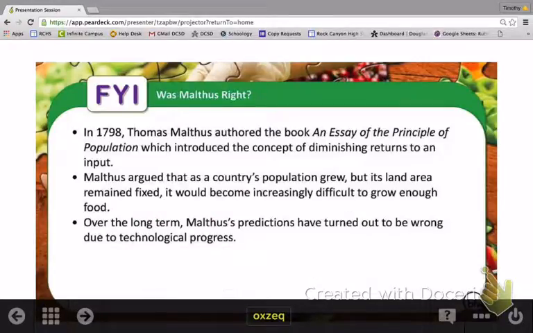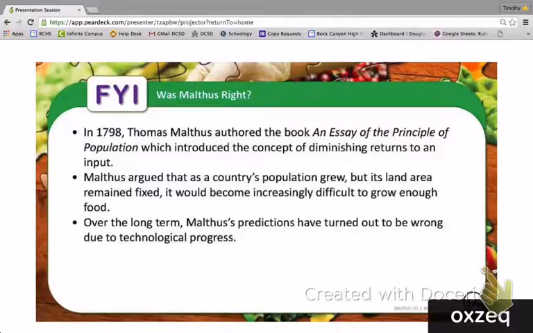Now, back in the 18th century, there was an economist who is often referred to as the one that created economics as being sort of the dismal science, because back in the 18th century, when he wrote his book, An Essay of the Principle of Population, he introduced this concept of diminishing returns to an input. He was the one that discovered it. And at that time, the population of the United States was about 4 million people. And Malthus argued that as the country's population grew, but its land area remained fixed, it would become increasingly difficult to grow enough food to feed the population. And today we have 320 million Americans, so he predicted by now most of us would be starving and hungry.